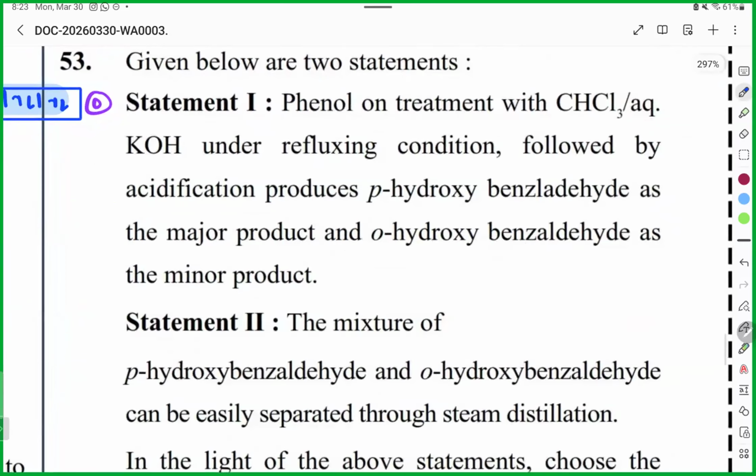This statement: phenol treated with chloroform and aqueous KOH under the refluxing condition, followed by acidification, produces para-hydroxybenzaldehyde as the major product and ortho-hydroxybenzaldehyde as the minor product.